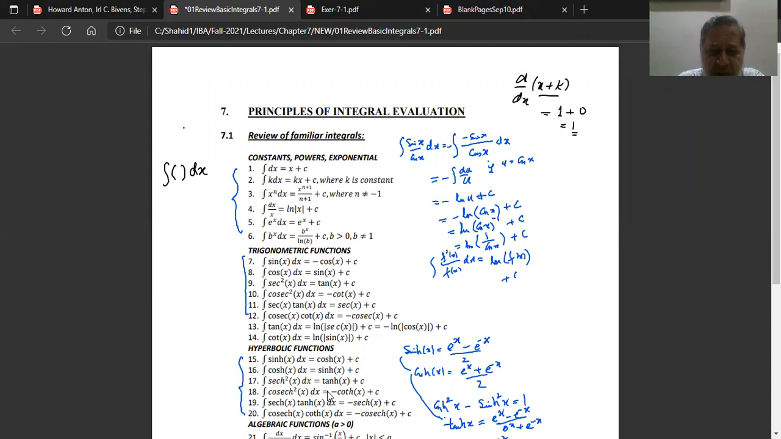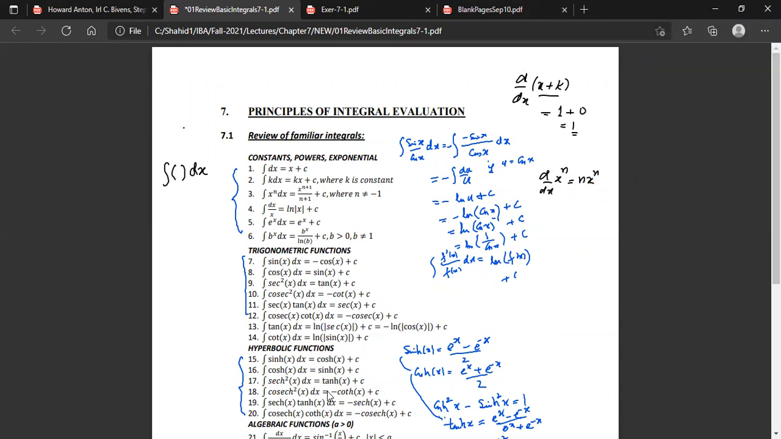Similarly, we are familiar with the fact that the derivative of x power n is n multiplied by x power n minus 1. That means the process of derivative for x power n is: power multiplied and power decreased. The reverse process should be what? That is the antiderivative.